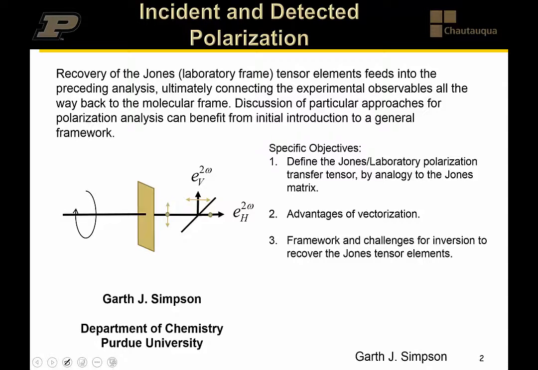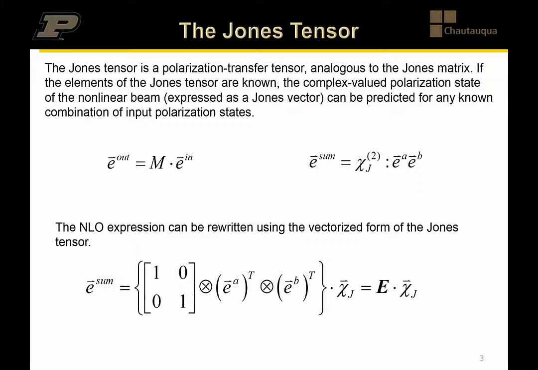All right, on the agenda, now that we have a working definition of the Jones tensor and a means for relating that back to the local frame tensor, how do we experimentally access the tensor elements in the Jones frame? And that's the topic for today. And the first thing we're going to consider is just the general architecture, which we will then apply for different specific polarization conditions.